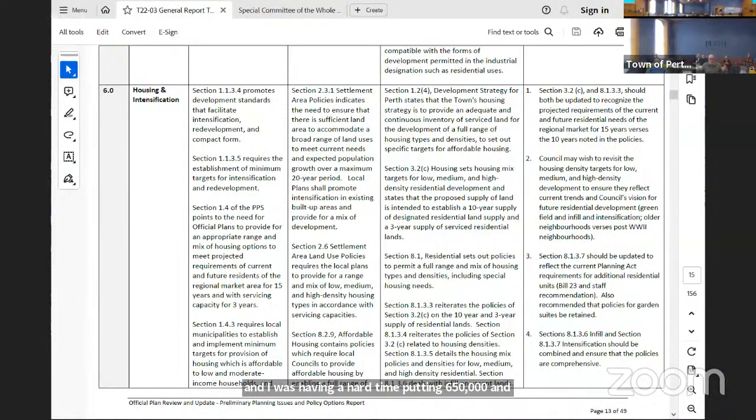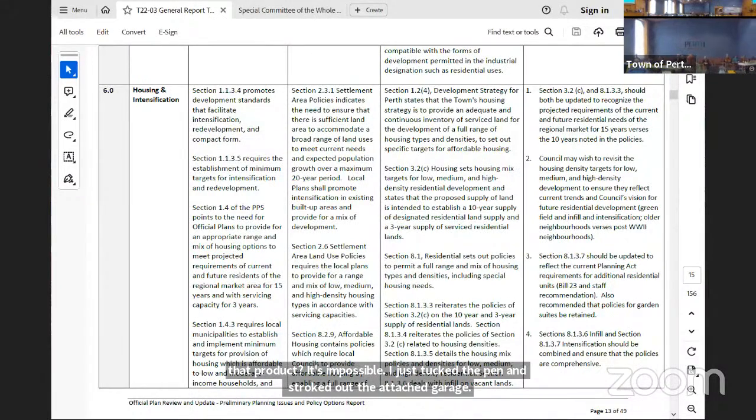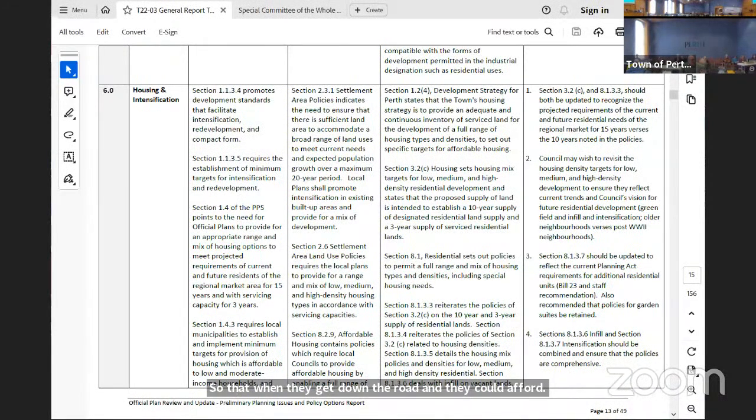But I said to him, listen, that's lovely, looks beautiful. I said, what if I could knock $100,000 off of that product? He says, it's impossible. I just took the pen and stroked out the attached garage. It was a 2-car garage. Structurally, the investment was a sixth of the value of the house. Why can't we build houses now without an attached garage so that when they get down the road and they could afford maybe having a detached garage on the property? Why do we have to have that with every single house that comes along?